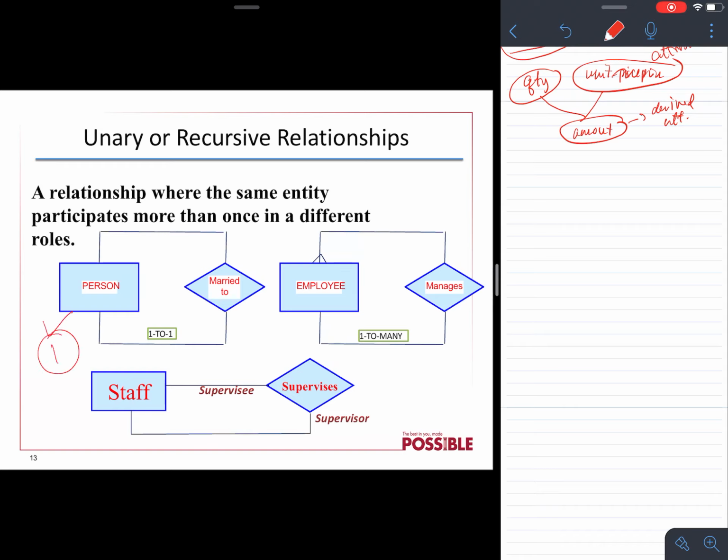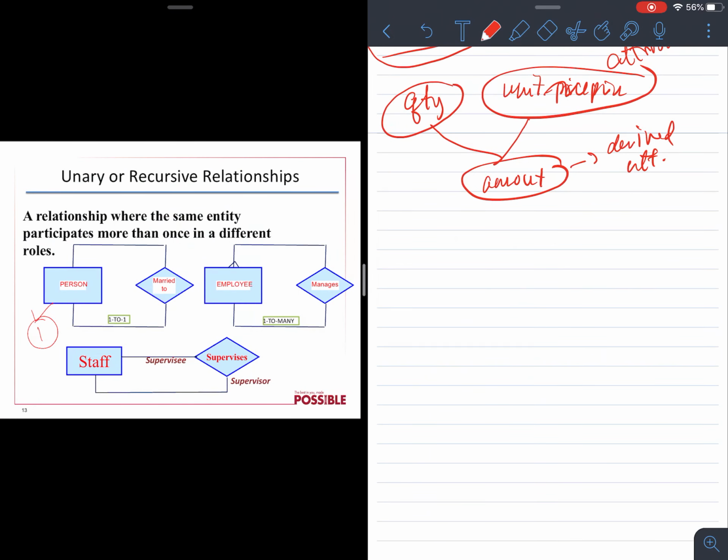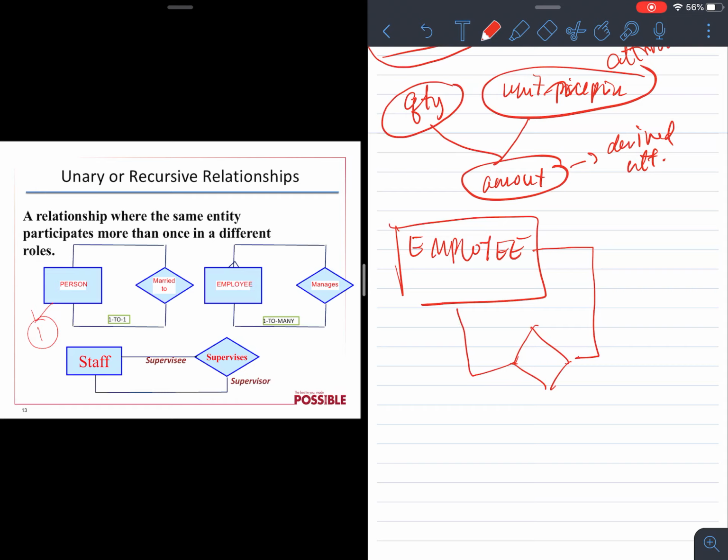This can happen when, for example, you have employee as your entity. Employee can be a normal staff, or employee can also be a head or leader. So in this case, you can have a unary relationship. Of course you have the relationship name and it goes back to the entity. The name of the relationship can be manage, or supervise, or lead. So employee manage employee, right?